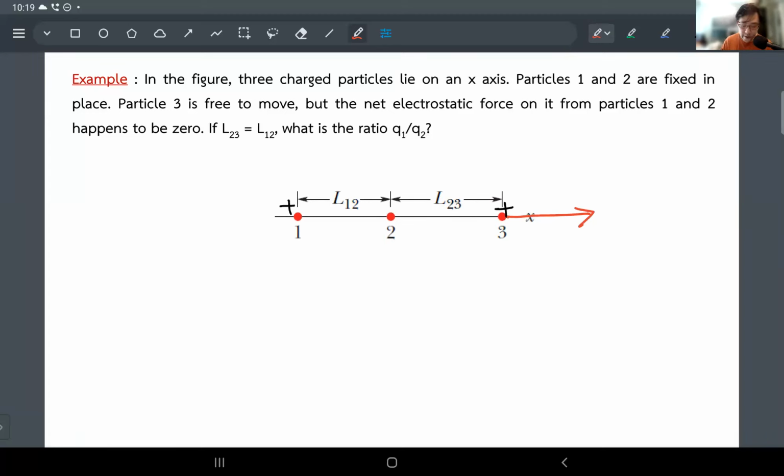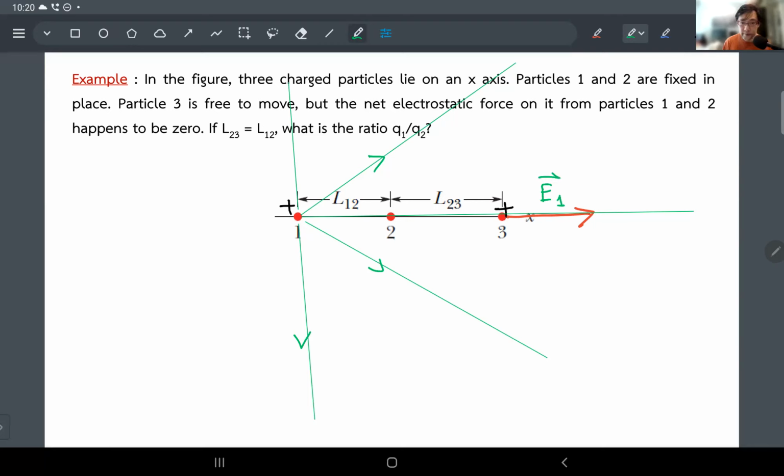All right, start with the field. Q1 will generate a field pointing out in all directions. I'm not going to draw too much now, but everyone should be able to imagine this in your head. And because we assume that Q1 is positive, the field is pointing outward. Good. So at the point of the Q3 location, the electric field is pointing outward. That's why I name this E1 right there. Cool. All right, I can put a vector on it too. There you go.